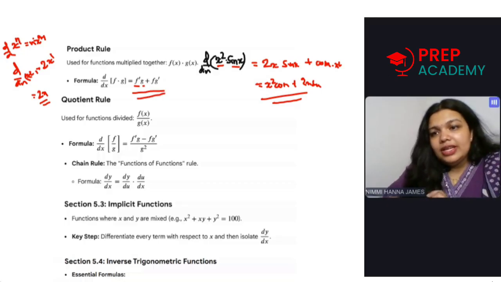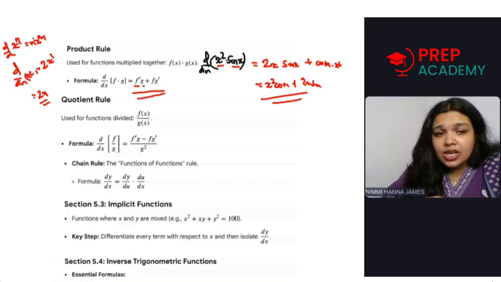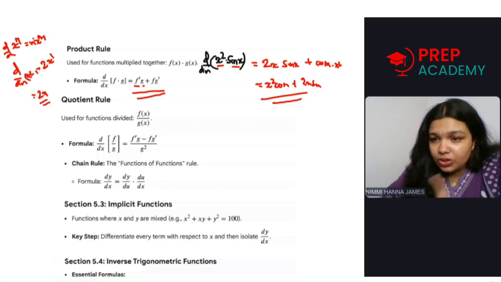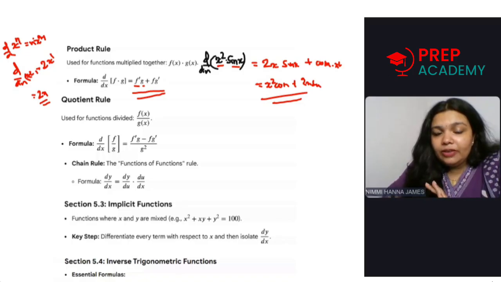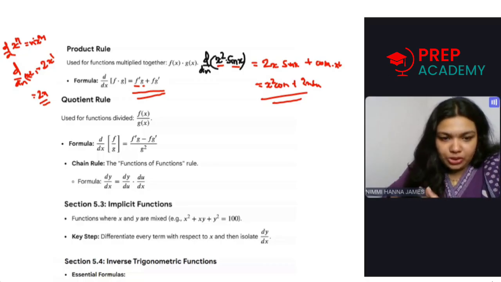Similarly, we can differentiate the quotient of two functions using the quotient rule. If f of x is on the numerator and g of x is on the denominator, the formula for finding the derivative is f dash g minus, in the product rule it was plus but here it is minus, f g dash, divided by g square. On the denominator there is a square of the g function.